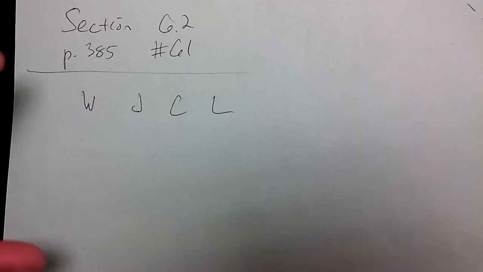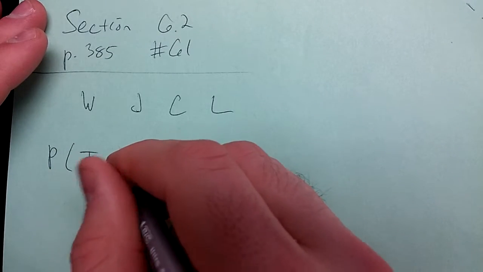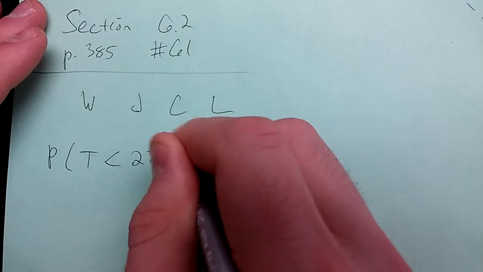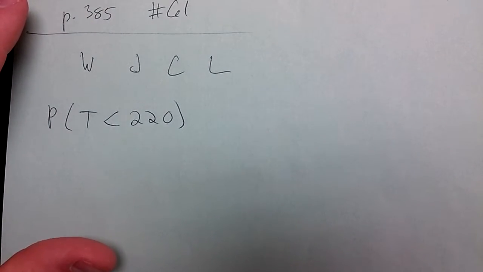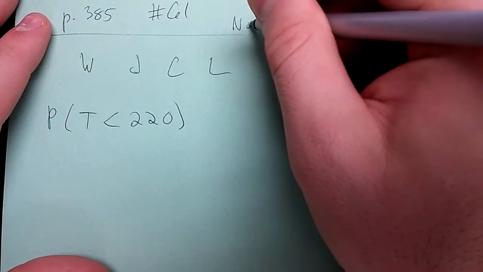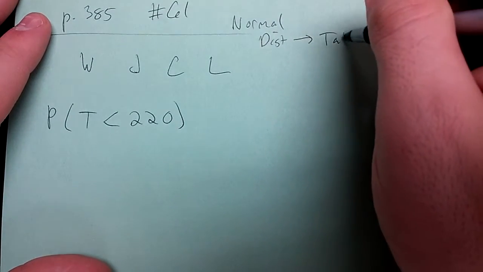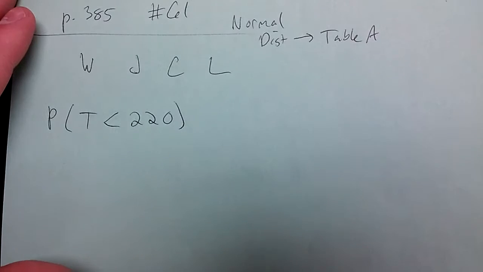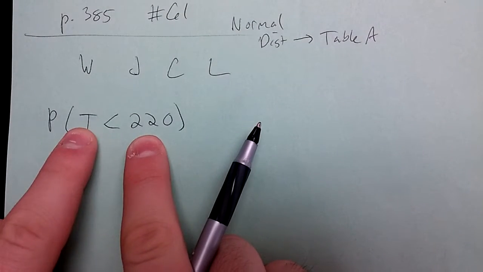Now, they want to figure out what's the probability of getting a total time that is less than 220. Okay. They mentioned that it's normally distributed. So when we see normal distribution, remember that tells us right away we can use table A. If it weren't to say that, we would not be allowed to use table A, and therefore we couldn't combine these without more information.